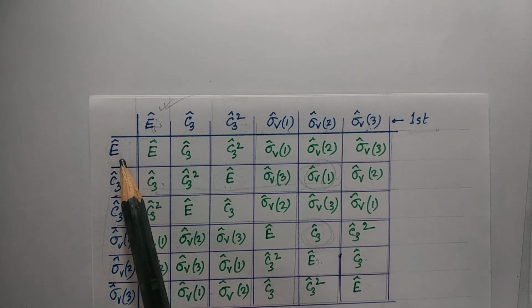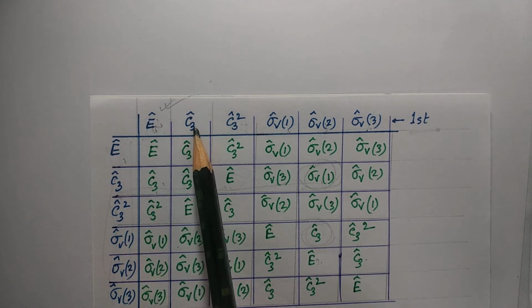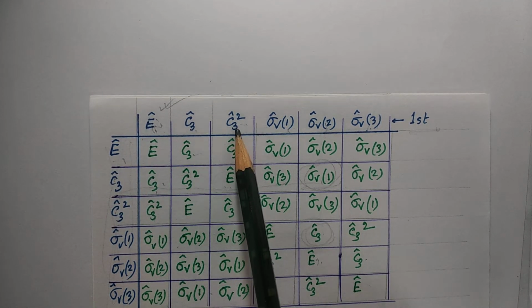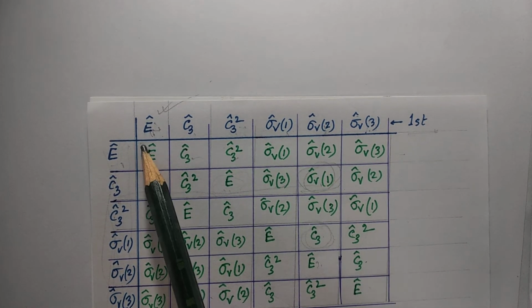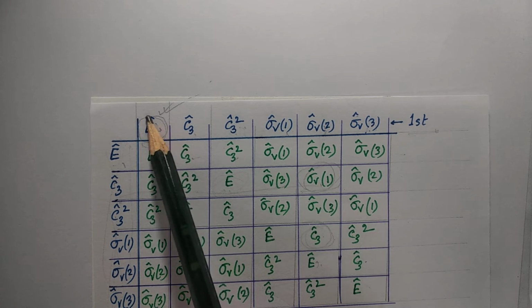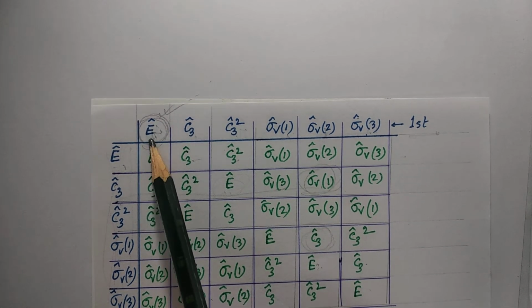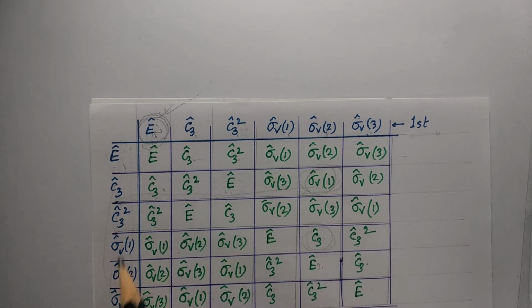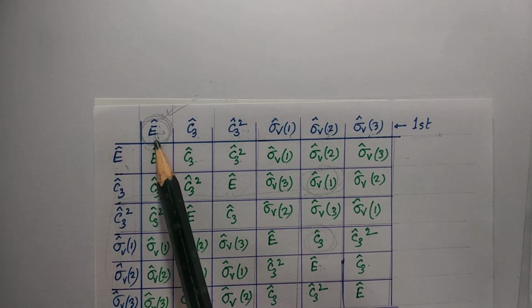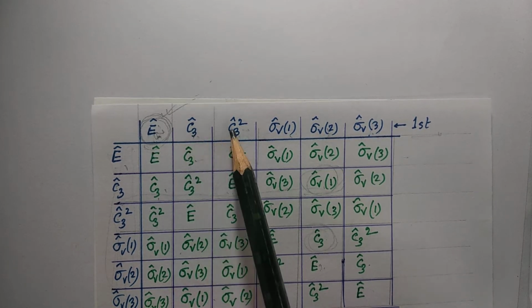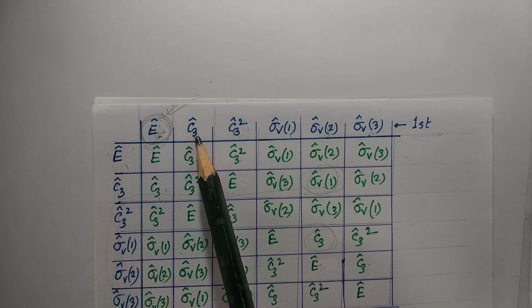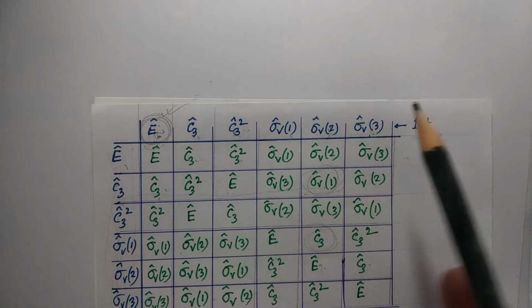Similarly, if you take E as the second operator, then C3 followed by E is C3, C3 square followed by E is C3 square, and so on. So this E operator acts as the identity operator in the set. And this is the one and only operator which acts as identity. C3 or C3 square do not act as identity, because C3 combined with any other element will give another element.